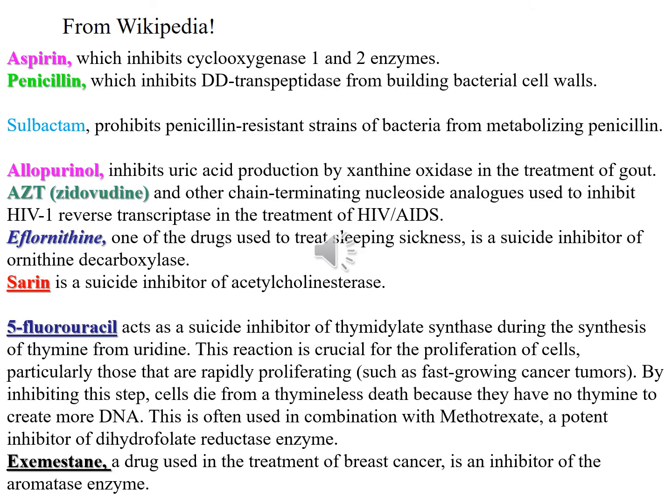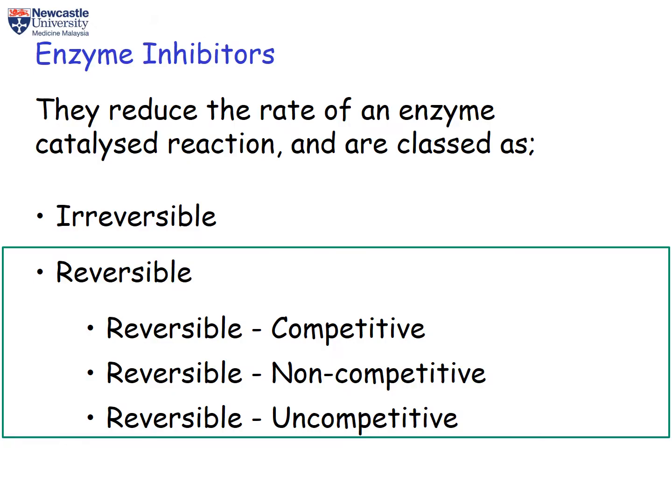Okay, there are many more examples of irreversible inhibitors that you can find online. So please read it for yourself and I will not go over them one by one. You don't have to memorize everything here, but just make sure you have a rough idea of what these things are. And next, we will look at reversible inhibition, which consists of three different types: the competitive, the non-competitive, and the uncompetitive inhibition.